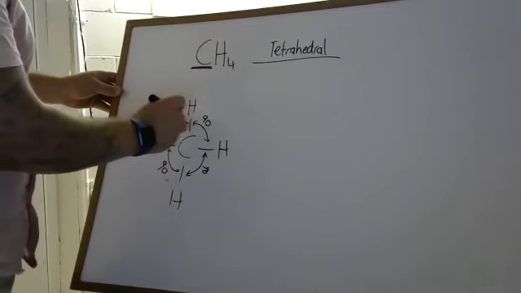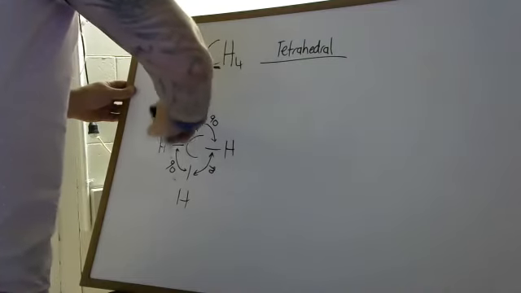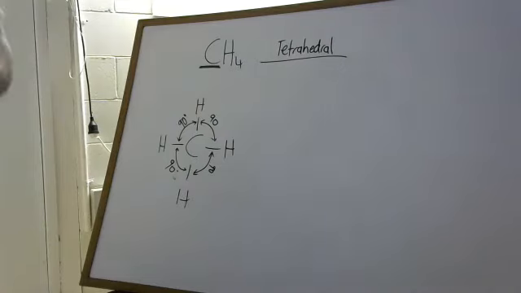So you can see with each shape, they're still trying to stay as far away from each other as possible. They don't like each other. They think the other one has cooties.